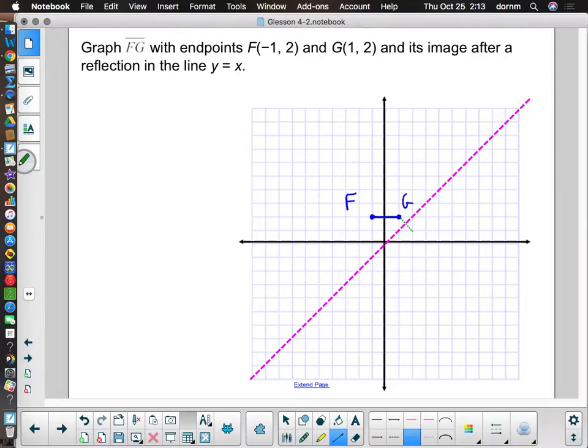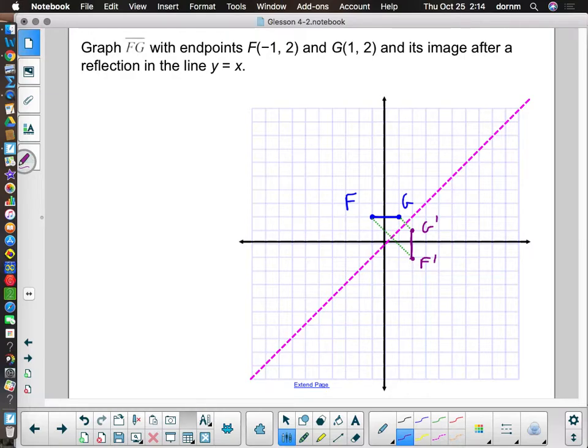Now, it was half a box on the diagonal from G to the line of reflection, so we get half a box on the other side. And I find G primed. For F, again, we're going to have to reflect on the opposite diagonal, which is going this way across my boxes. It's 1.5 boxes on the diagonal to the mirror, so we go 1.5 boxes the other way. And we find our F primed. And there's our reflection.